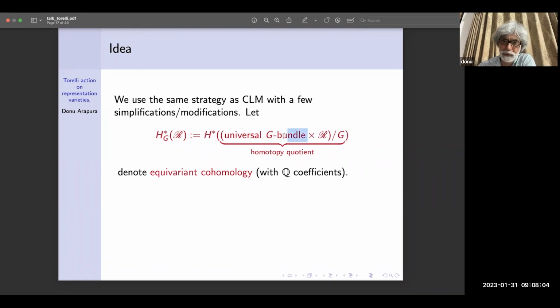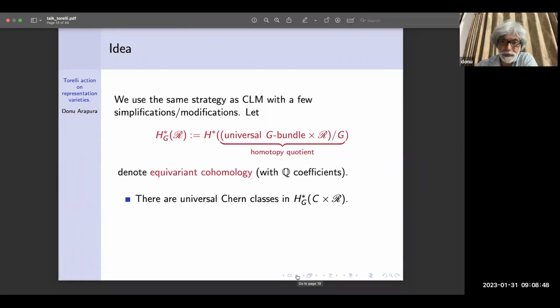So there's a standard trick you do, which is to stabilize it by crossing it with a universal G bundle, usually written as EG, which lives over BG. Then G will act diagonally on this product, and you just take the quotient that way. So morally, it's not any different than the quotient, but it has better properties. This is the so-called homotopy quotient or Borel quotient, and the usual cohomology of that is by definition this equivariant cohomology. All right, so that's just notation.